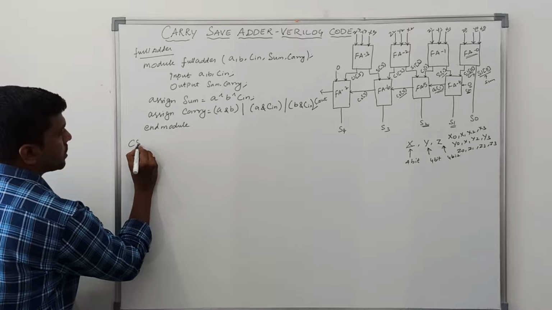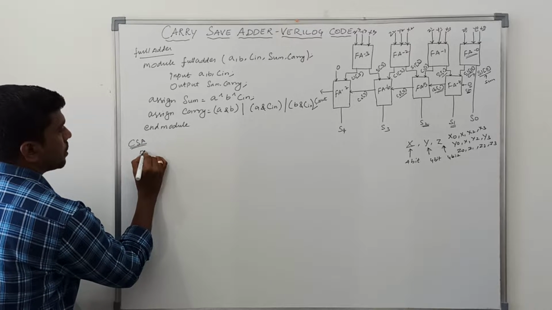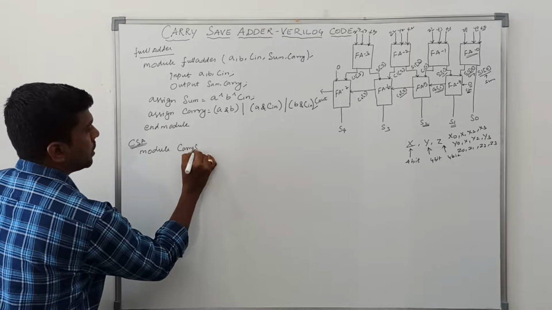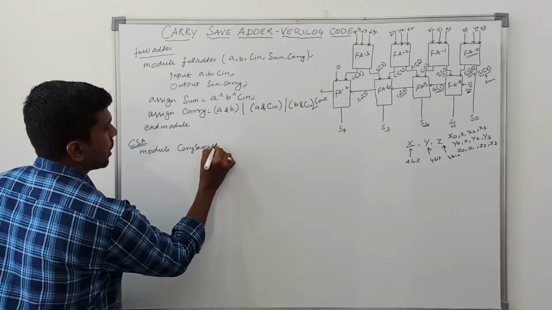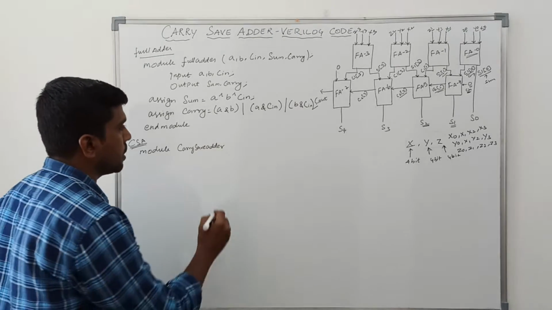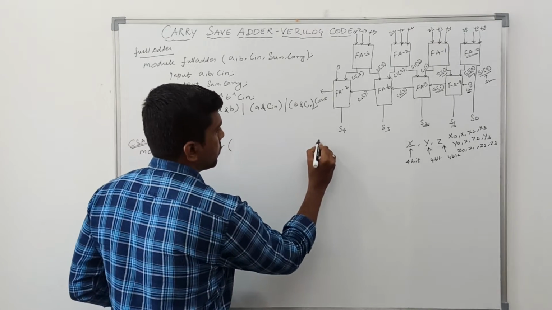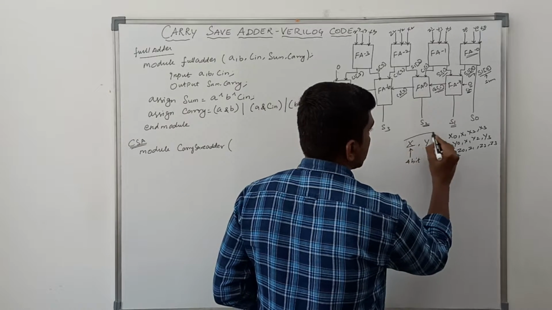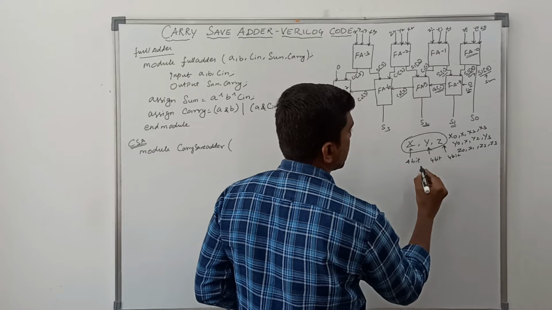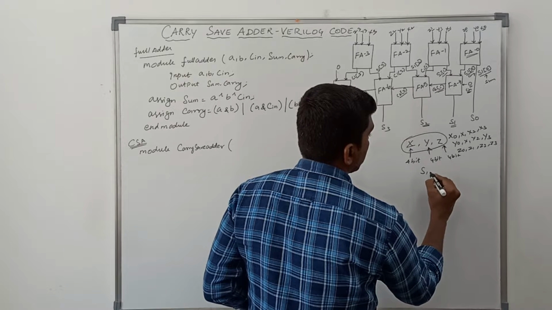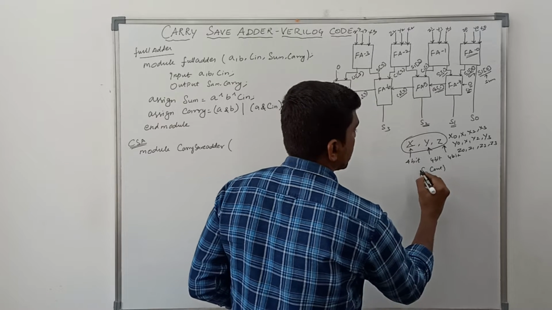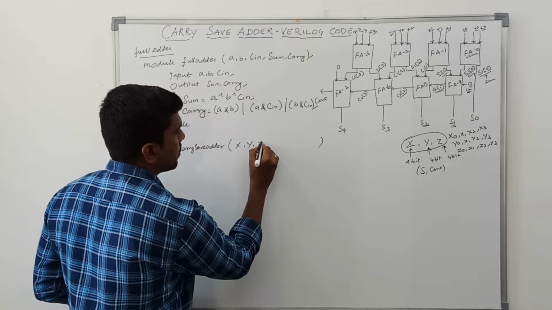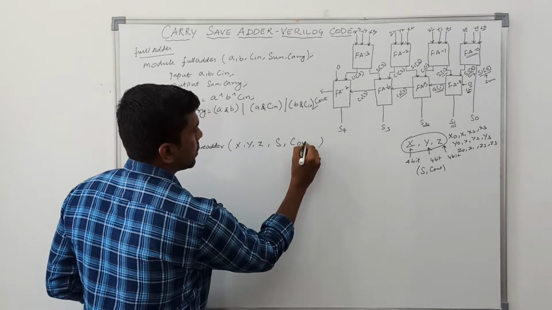Now come to the carry save adder module. The module name is carry save adder. Within the brackets you mention the input variables and output variables. In this structure we have 3 input variables x, y, z and the output variables sum and c out. So x, y, z, s, c out.